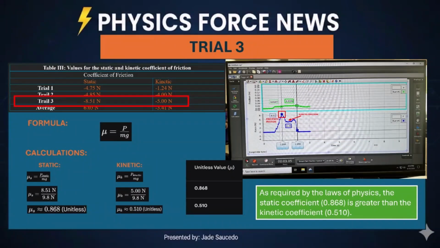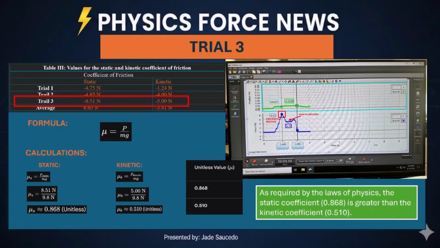Thank you. Good evening. My name is Jade Salcedo, and you are watching Physics Force News. On tonight's segment, the outlier factor, Trial 3. In our final run, Trial 3, we see the true nature of experimental science. As our teammates begin the pull, the force climbs significantly higher than in our previous 2 runs, hitting a massive peak of 8.51 newtons before the cart finally budges.